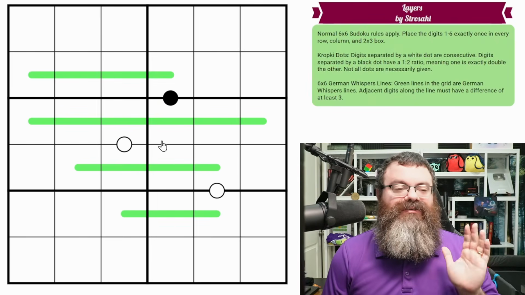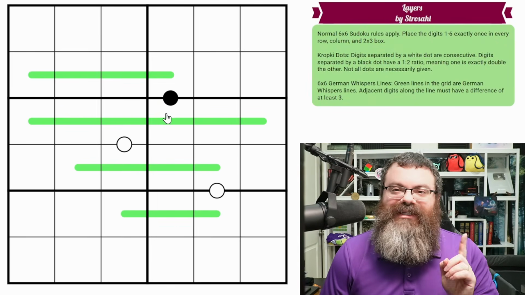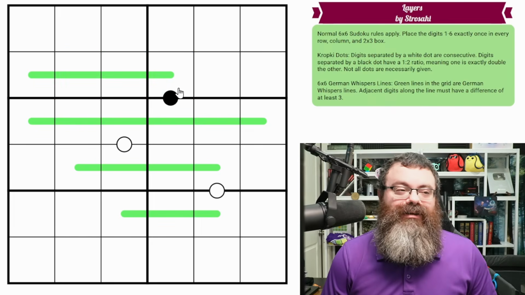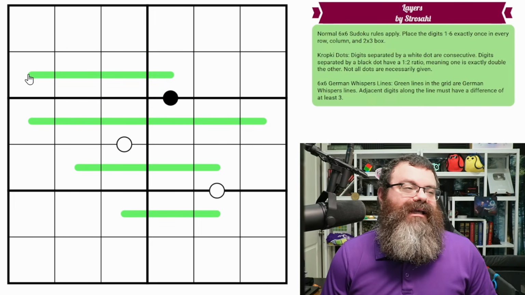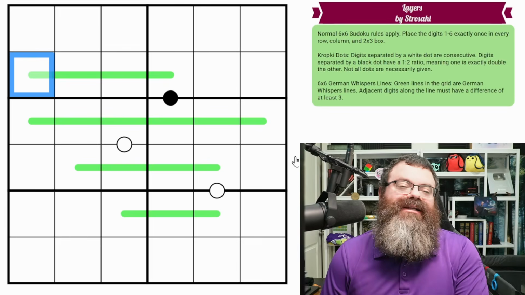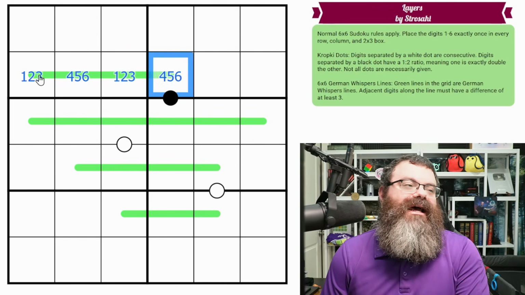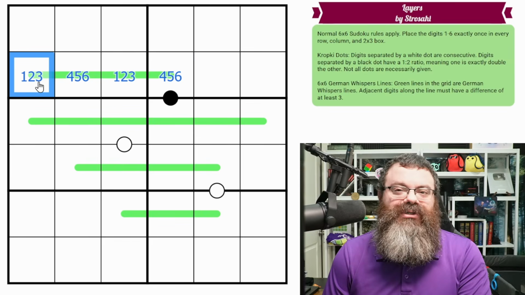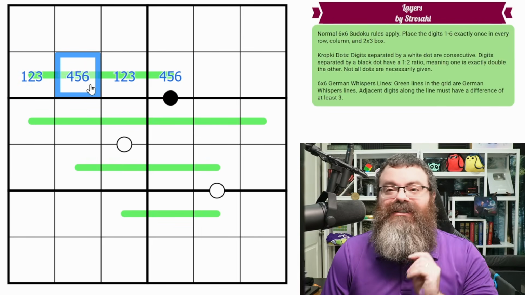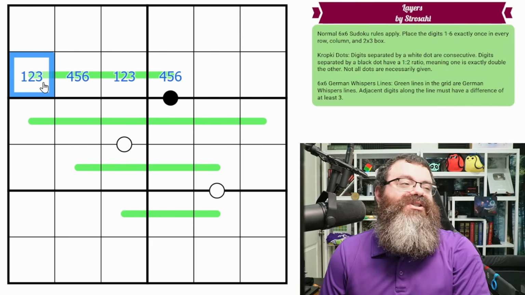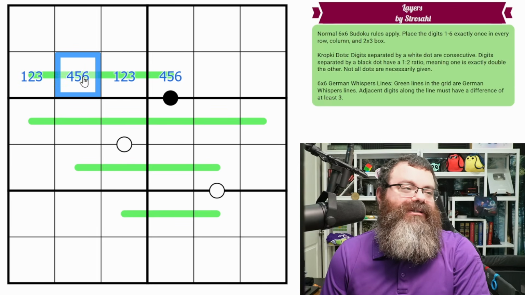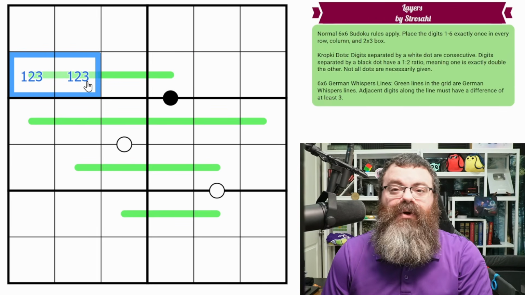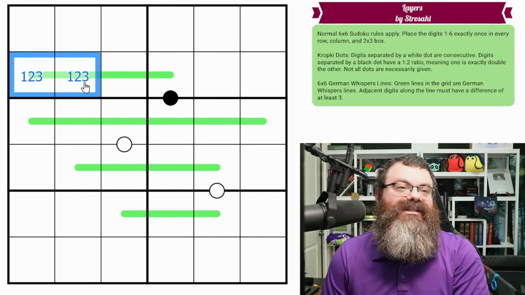Right, there are two properties of German whisper lines that I always like to make sure we're on the same page about. If you haven't encountered them before, these are two very important properties to learn. The first is that they always alternate low, high, low, high. Now, it doesn't mean that it has to start low. It's just if you have a digit that's a 1, 2, or 3, we call that low. If you have a digit that's a 4, 5, or 6, we call that high. Next to a low digit, you can only put a high digit. Because if we try to put another low digit next to a low digit, that difference is at most 2, which breaks our rule. We need to be at least 3.